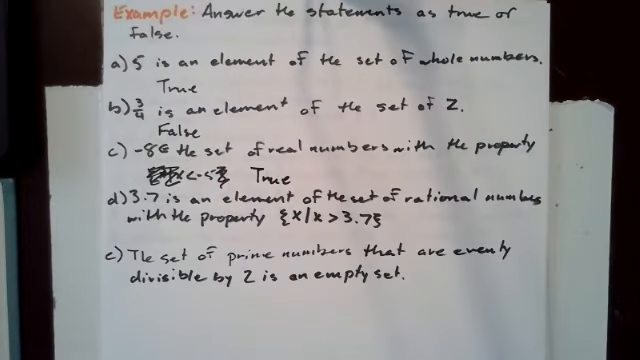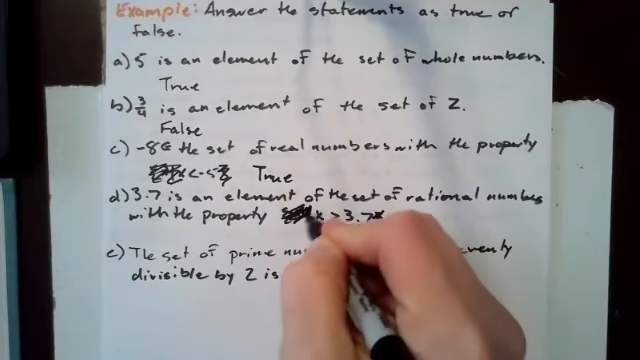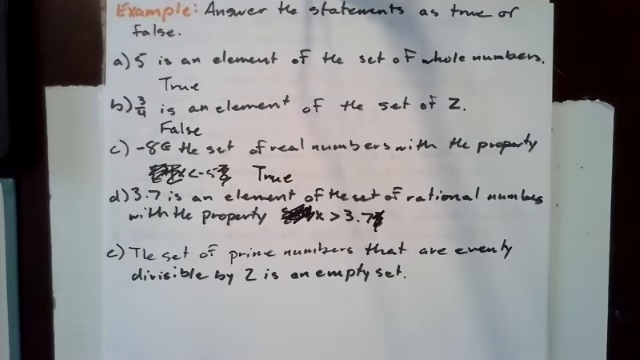Next, 3.7 is an element of the set of rational numbers with the property that x is greater than 3.7. This is definitely false because 3.7 is not greater than 3.7.